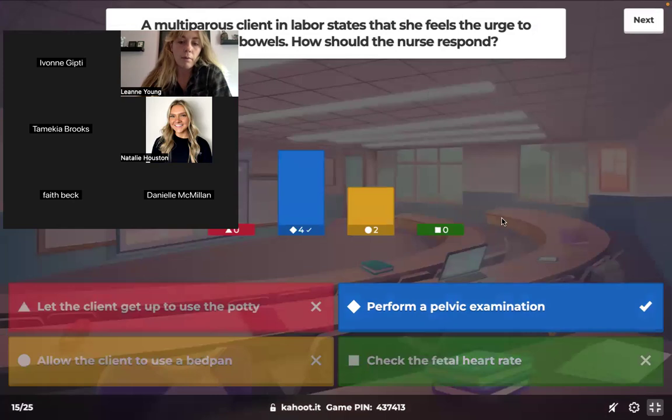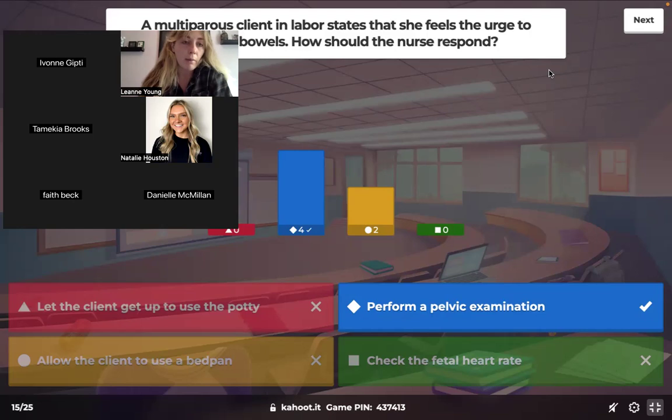Yeah, we want to perform a pelvic exam. One of the key things I want you guys to look at in this question is when it says multiparous, that means this is not this woman's first baby. Then she's telling you that she feels like she needs to poop. She's probably just having an excessive amount of pressure from wherever the baby's head is in the birth canal.